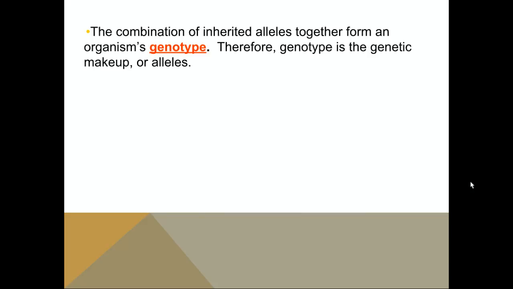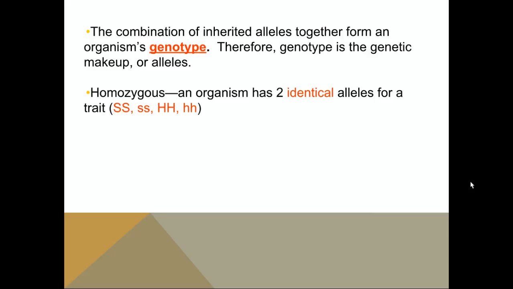And then the combination of inherited alleles, the things you get from your mother and your father, together form an organism's genotype. Therefore, genotype is the genetic makeup or the alleles. Now, you can't look at a person and see a genotype. The genotype is what's on the genes. So I can remember phenotype, physical characteristics, genotype, what's on the genes.